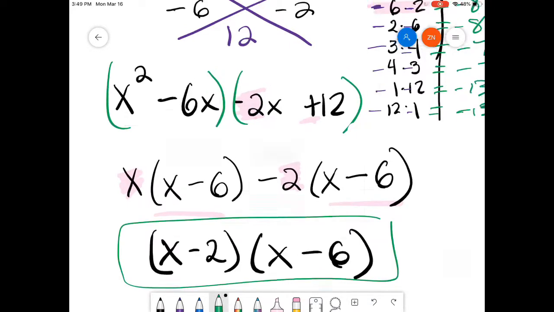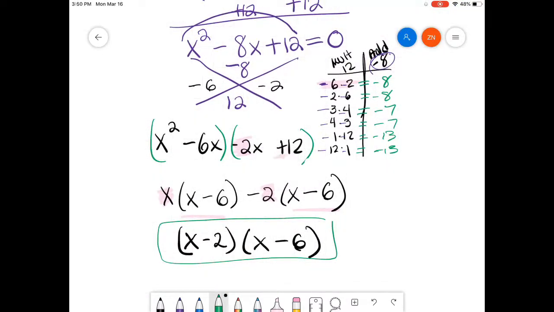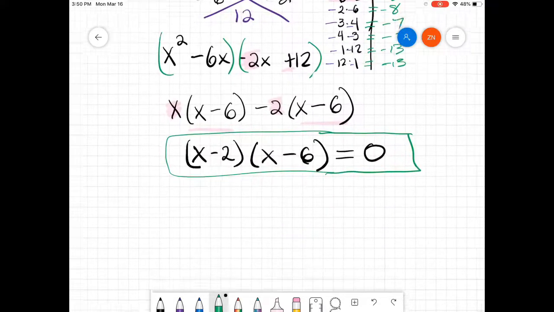Back to here. It equals 0, right? Back up, change this. Something different. It equals 0. So what does that mean? Because in your assignment, it may ask you this question. Well, if it equals 0, that means one of these things must be 0.